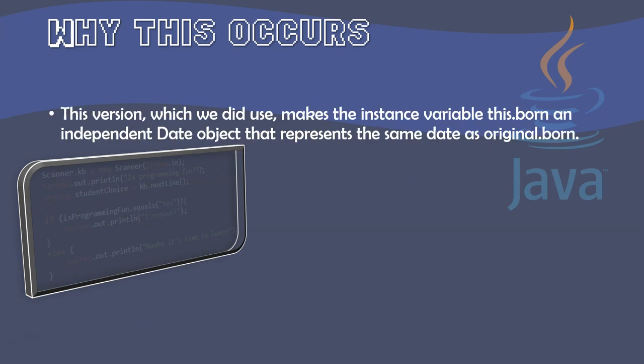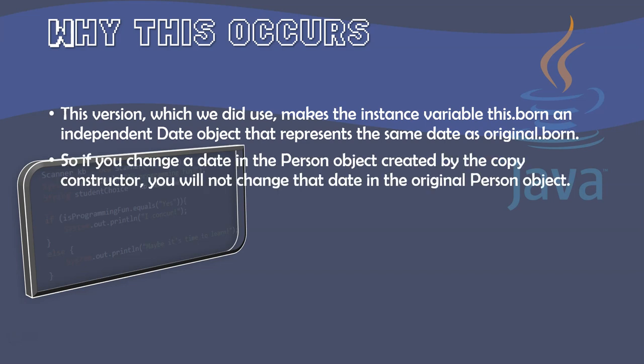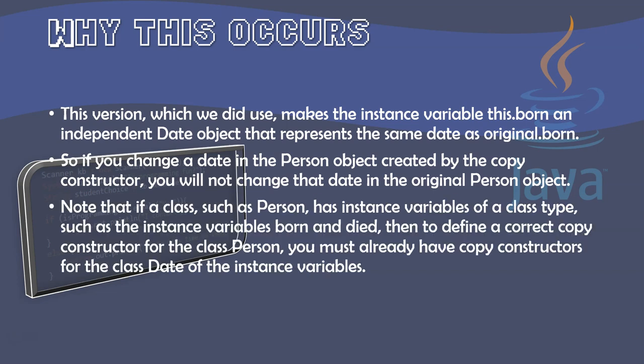Now, the version that we just looked at, which we use here, when we take a look at that, the instance variable this.born is an independent date object that represents the same date as original.born. So if you change the date in the person object created by a copy constructor, you will not change that date in the original person object. Also note that if a class, such as Person, has instance variables of a class type, such as the instance variables born and died, then to define a correct copy constructor for the class Person, you must already have copy constructors for the class Date as well for those instance variables.